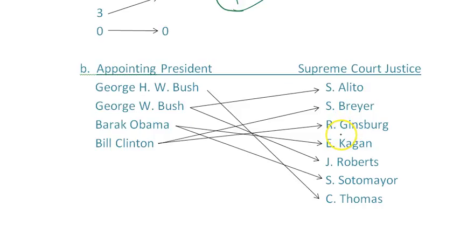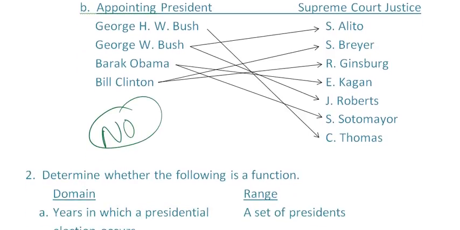So the question is, is this a function? Again, it doesn't really matter what's happening on the right and how many arrows are pointing to what, although a judge can obviously only be appointed by one president at a time. It's what's happening over here on the left. And you can only have, again, one arrow coming from each thing in the domain. George H.W. Bush, he's good. He's only got one arrow. But George W., Barack Obama, and Bill Clinton each have two coming from them. And that is what makes this not a function. So this one is not a function.